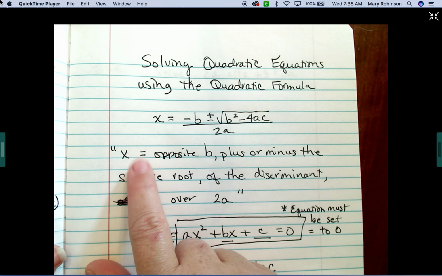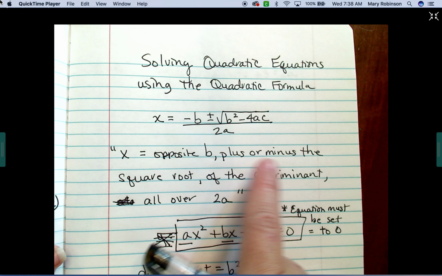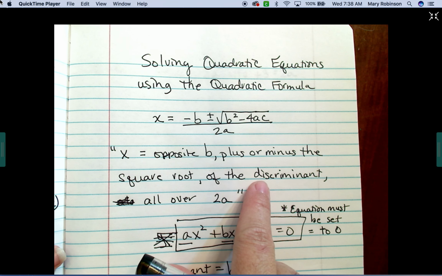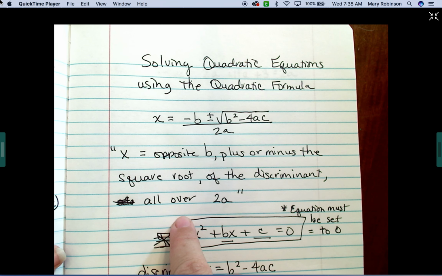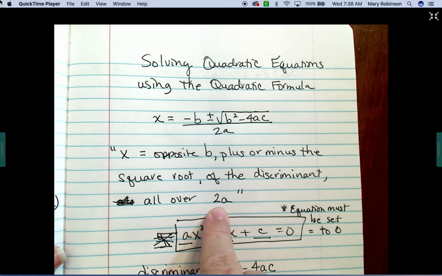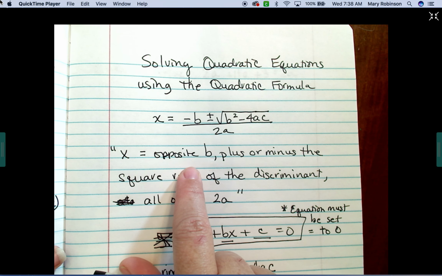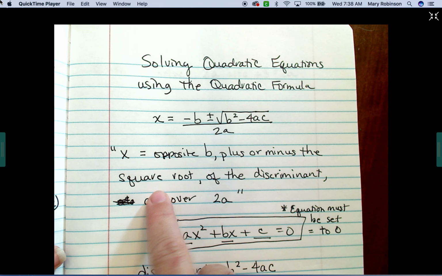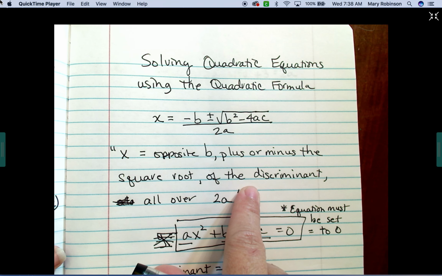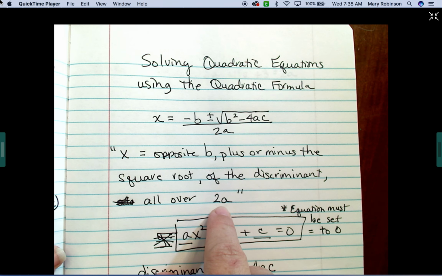x equals opposite b plus or minus the square root of the discriminant all over 2a. And I'll sing it again. x equals opposite b plus or minus the square root of the discriminant all over 2a.